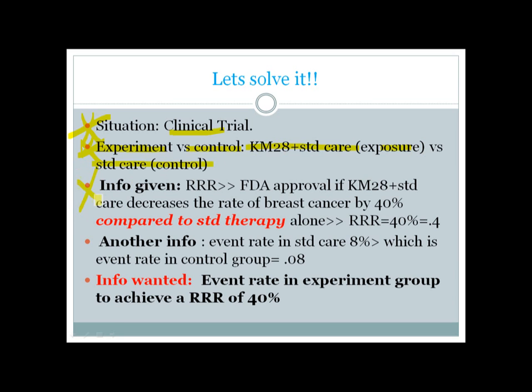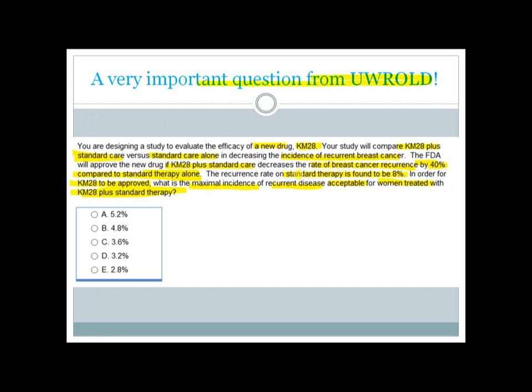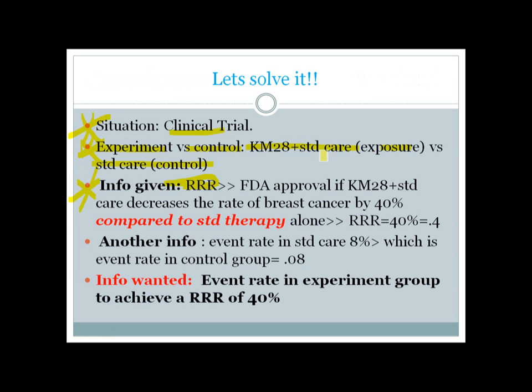And the information that is already given is RRR. So RRR is actually given inside the question in a subtle manner. So RRR is actually the FDA approval cutoff value.